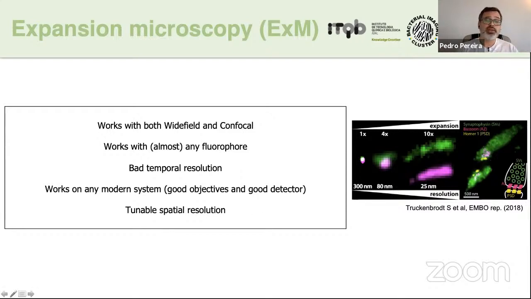You can use an expansion microscopy sample in a super resolution microscope to give you even more resolution. So you can mix them all together and play as much as you want. It works with almost any fluorophore. I say almost because, for example, cyanine dyes get destroyed. So Alexa 647, Cy5, Cy3 get destroyed during the process. But apart from that, it works very well.